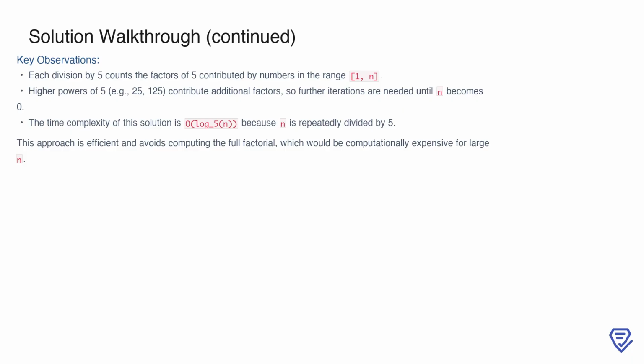The time complexity of this solution is logarithmic with base 5, or O(log base 5 of n), because we're repeatedly dividing n by 5. This makes the solution highly efficient, especially compared to computing the full factorial, which would be infeasible for large values of n, as factorials grow extremely quickly.